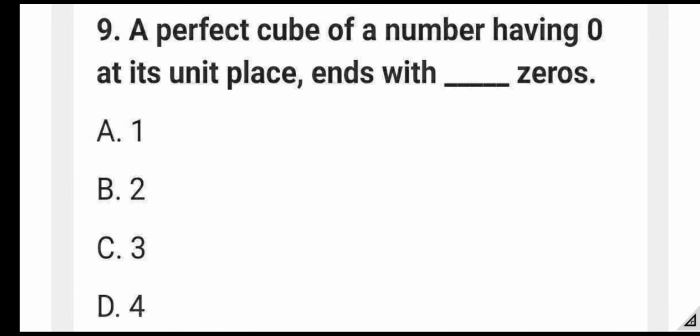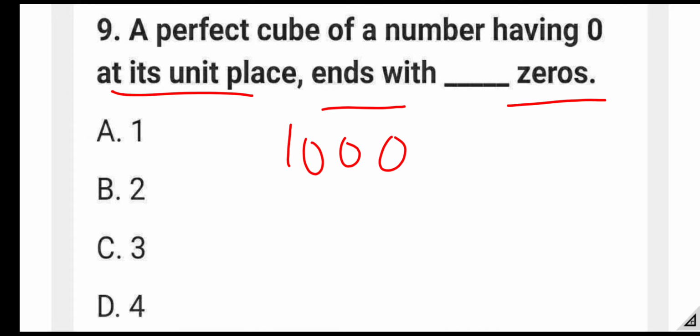Next question. A perfect cube of a number having 0 at its unit place ends with how many zeros? Now first of all, let us take the number 1000. This is a perfect cube and has 0 at its unit place. Now count the number of zeros in this number: 1, 2 and 3. So the answer is option C.